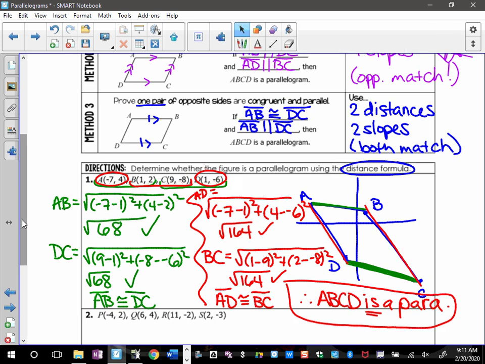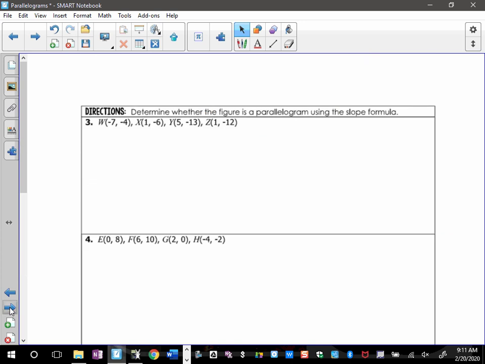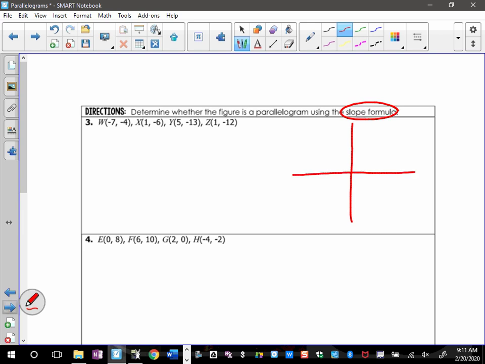Again, it's only 4 distances in step 6. Could have been worse. I'm going to leave number 2. If you want to do it, great. I can check you, but I'm not going to do it. For number 3, we're doing slope formula to check. So again, I'm going to kind of sketch this out.